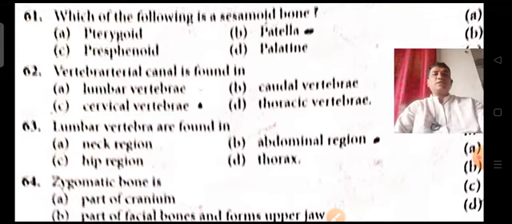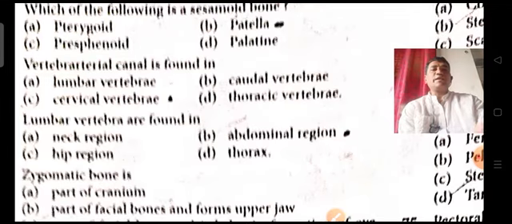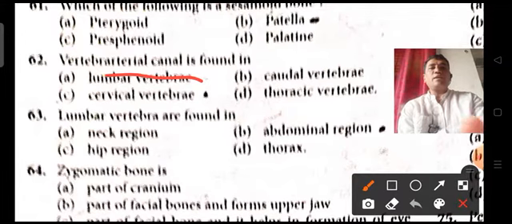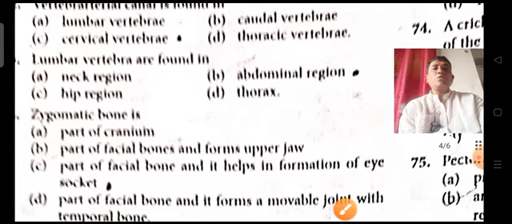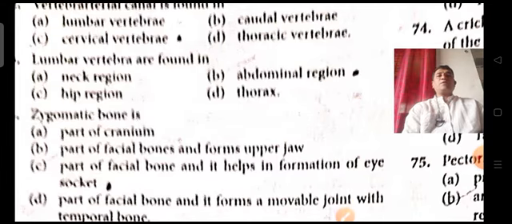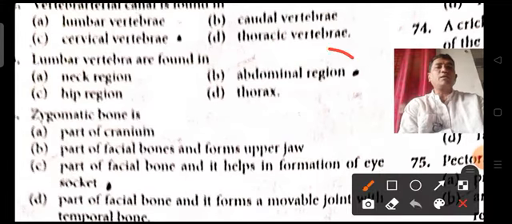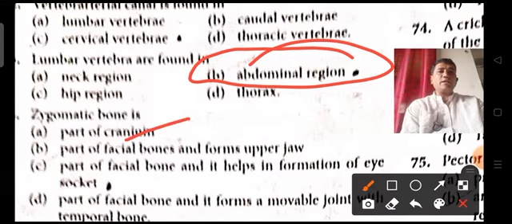So here the answer is that the vertebral canal can be found in the cervical vertebrae, option C. Next, lumbar vertebrae are found just below the abdominal region and just above the pelvic region. So it is generally called the abdominal region, as we have discussed earlier.